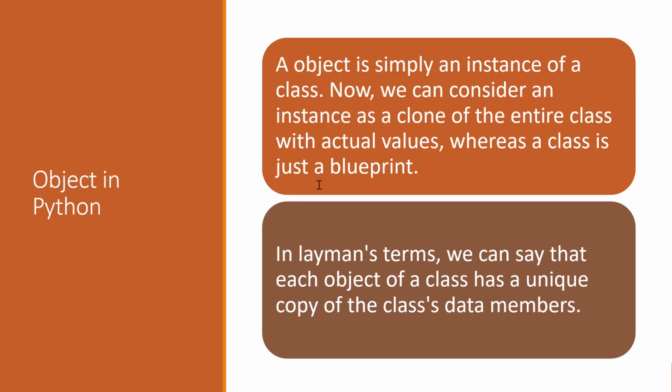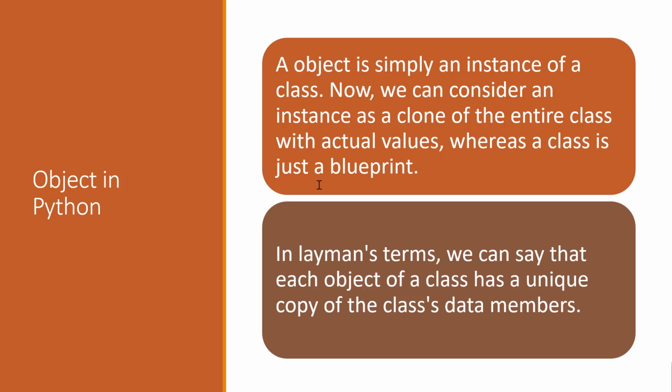While defining an object, memory allocation is required to store actual data for the variables. Moreover, when we create an object, a clone for each data variable is defined. In simple layman terms, we can say that each object of a class has a unique copy of class data members. Now to define an object, we simply need to call the class just like we call a function.